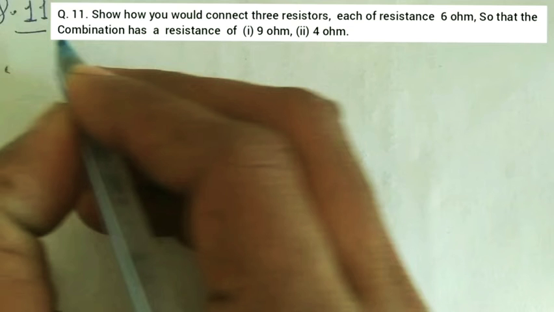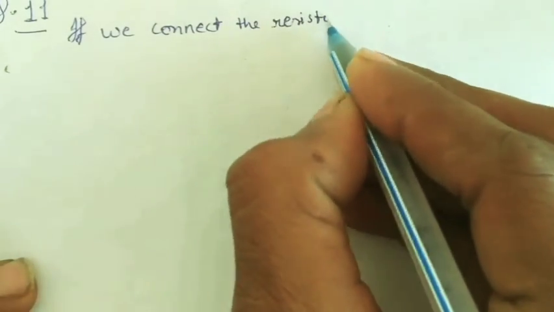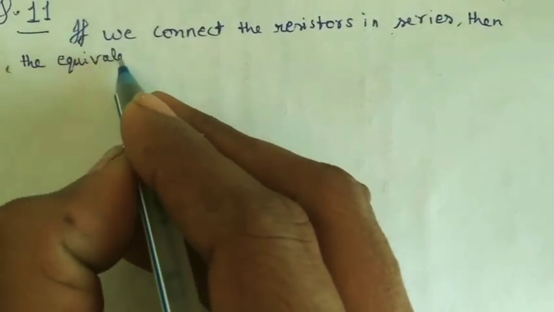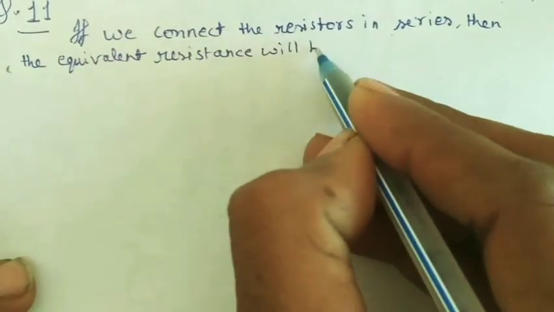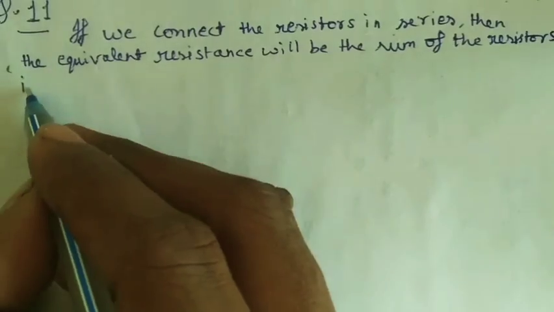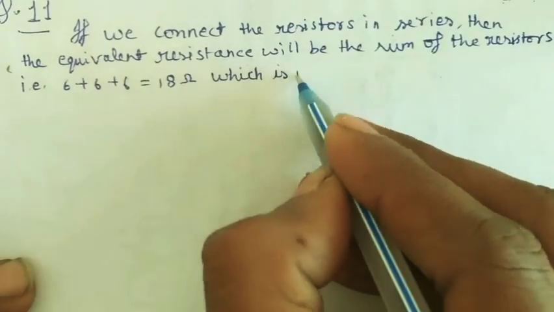Question number 11. Show how you would connect 3 resistors, each of resistance 6 ohm, so that the combination has a resistance of first 9 ohm, second 4 ohm. If we connect the resistors in series, then the equivalent resistance will be the sum of the resistors, that is 6 plus 6 plus 6 is equal to 18 ohm, which is not desired.